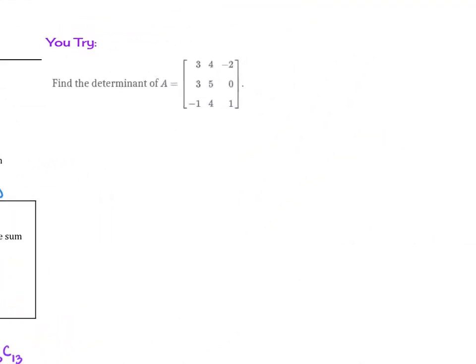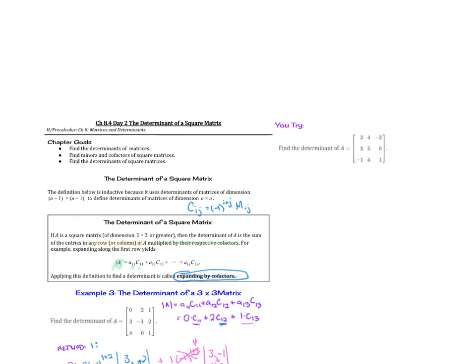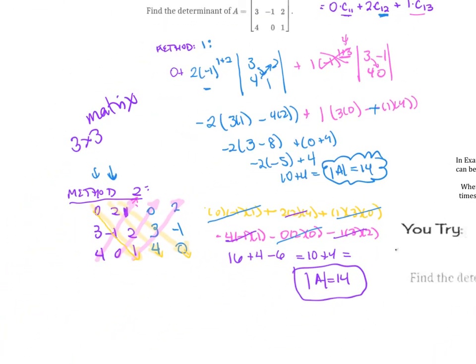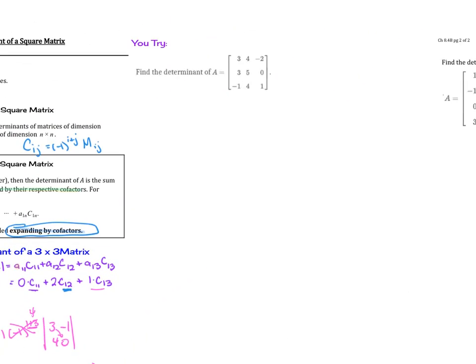So here, find the determinant of A. You can either find it by expanding the cofactors like method 1 here, or by method 2, the diagonal method. And so just rewriting the matrix, the first 2 columns on the right, and then that whole method there. So try this out.